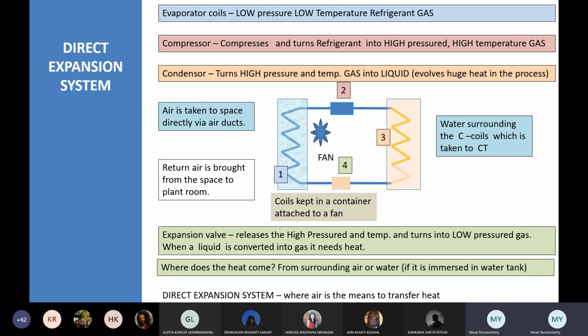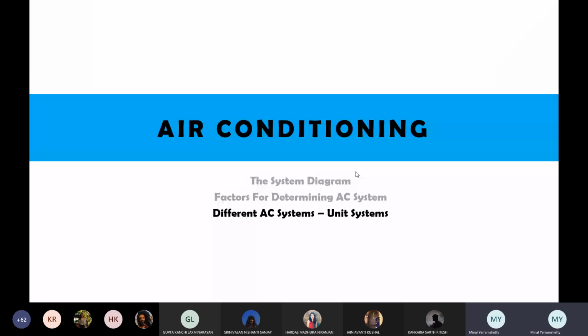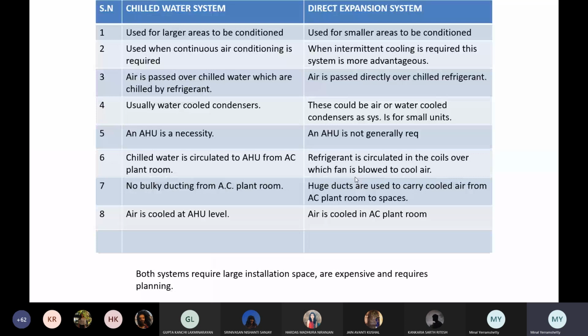Water surrounding the coil, that means the condenser coil, which is taken to the cooling tower, which we have already done. Okay. Difference between chilled water system and direct expansion system. Chilled water is used for larger areas, which I already told you, because the tonnage can be higher. And it is very easy for me to transfer water from one place to the other.